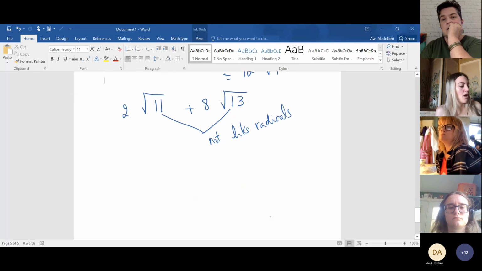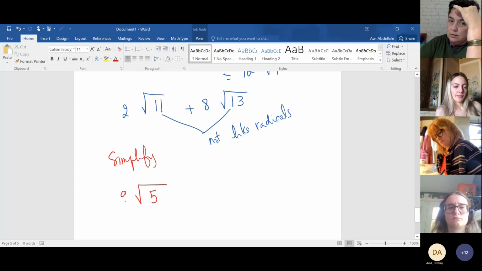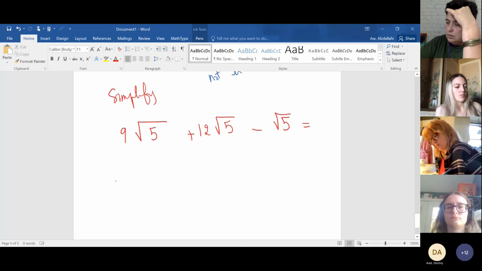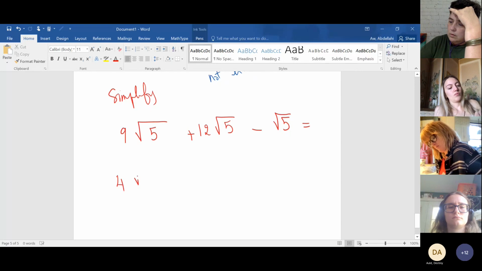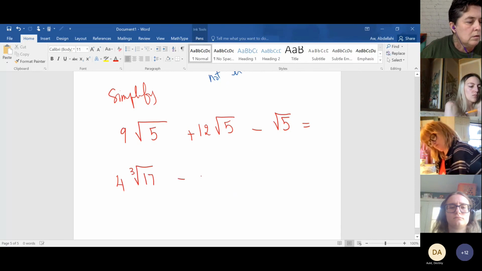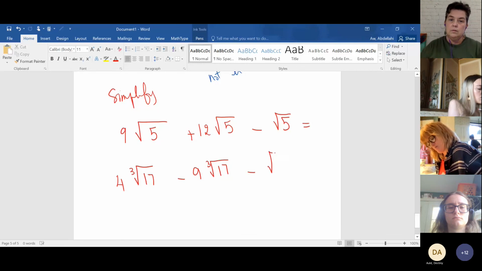So, the easy case will be, if we give you like radicals, simplify. Go ahead, simplify these expressions, please.